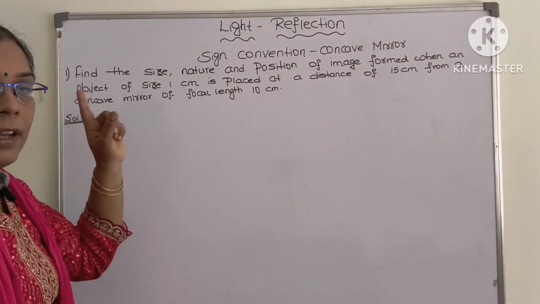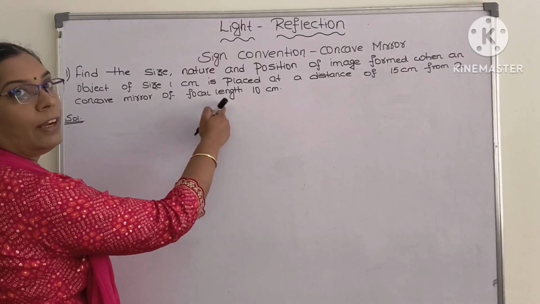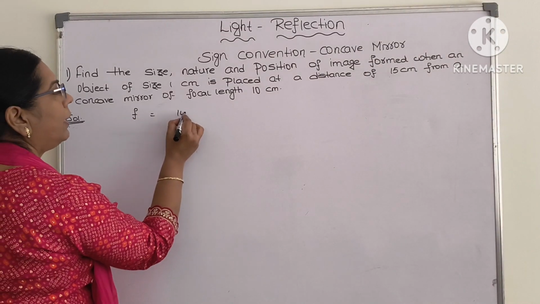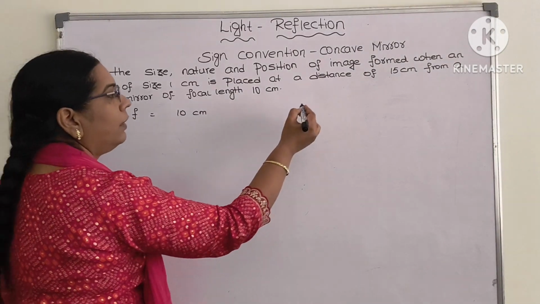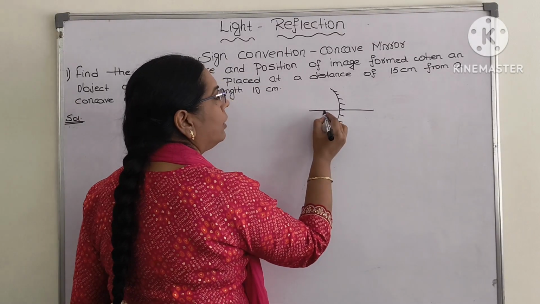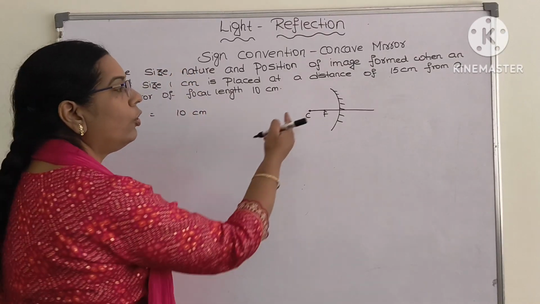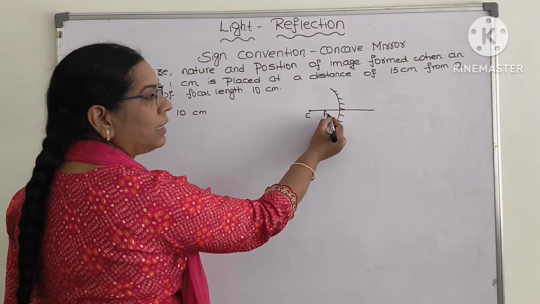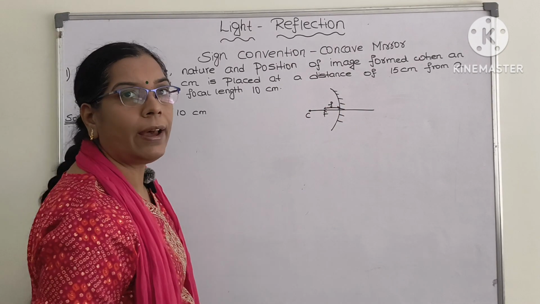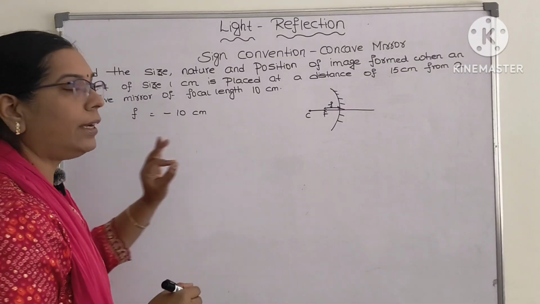For a numerical, always write the data first. What is given? This is a concave mirror and the focal length is given. So focal length is equal to 10 centimeters. And draw a small picture like this, children. This is the focus. This is the center of curvature. And you know, for a concave mirror, since the focal length is in front of the mirror, what sign should it have? It should have a negative sign. Keep the negative sign in the data itself.